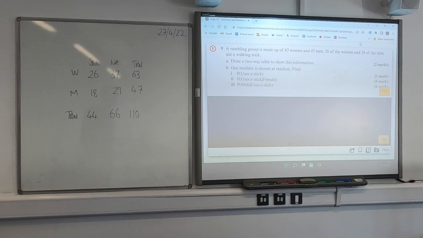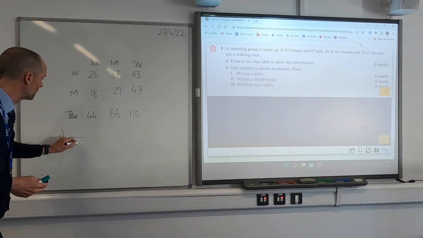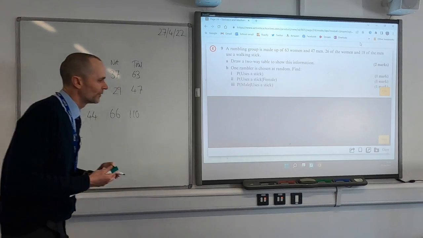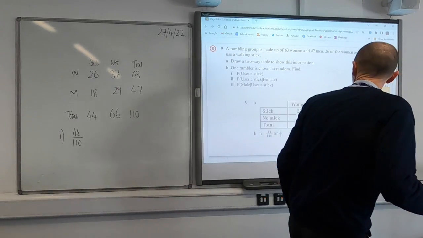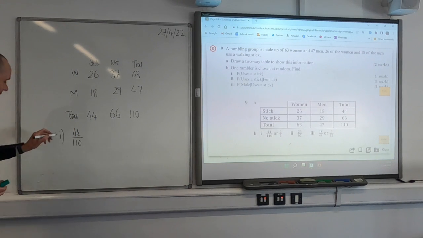And we are asked firstly, what's the probability that someone picked at random uses a stick? So we've got 110 people altogether, and 44 of them do, which simplifies. Annoyingly, in this book, they sometimes tend to use decimals rather than fractions, but this one they've left as fractions. But then we get into the given ones.